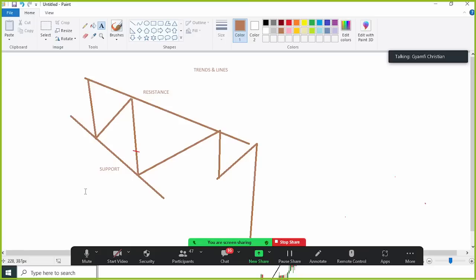So let's still use this as an example. Let me have another one here. Let me change the color.